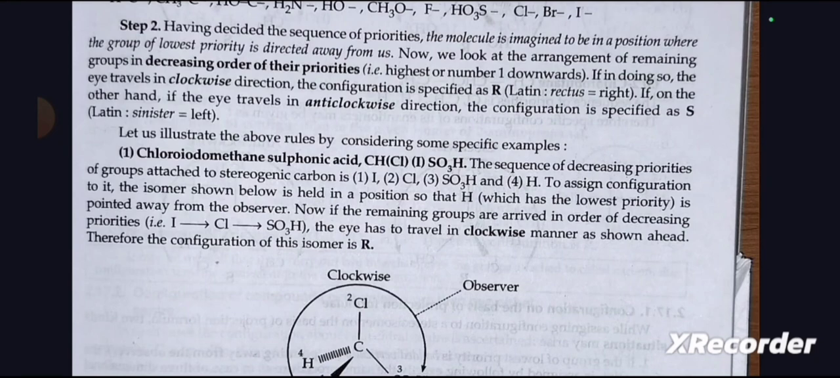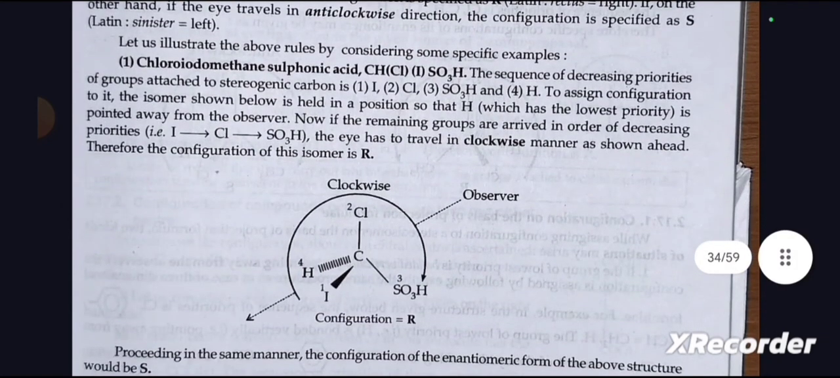Latin rectus, equal to right. If, on the other hand, the eye travels in anti-clockwise direction, the configuration is specified as S, Latin sinister, equal to left. Let us illustrate the above rules by considering some specific examples. First, chloroiodomethane sulfonic acid, CHClISO3H.